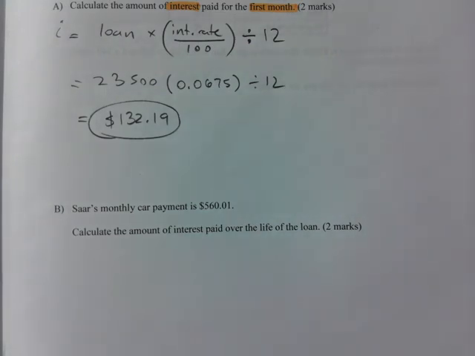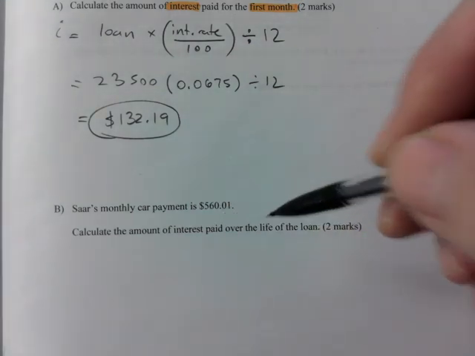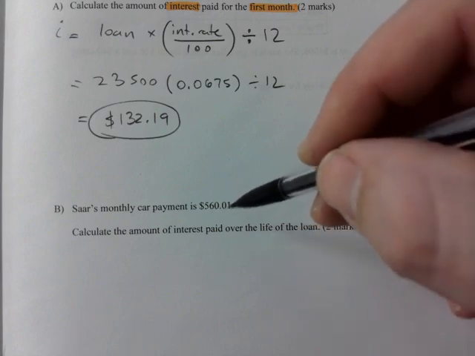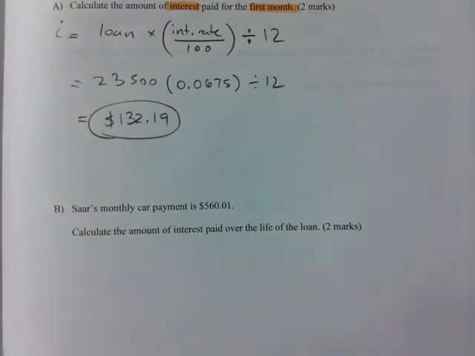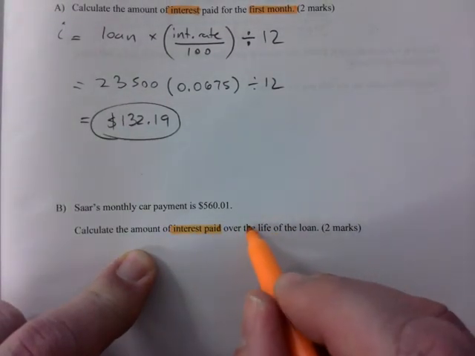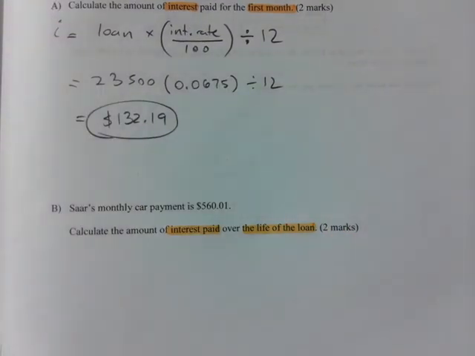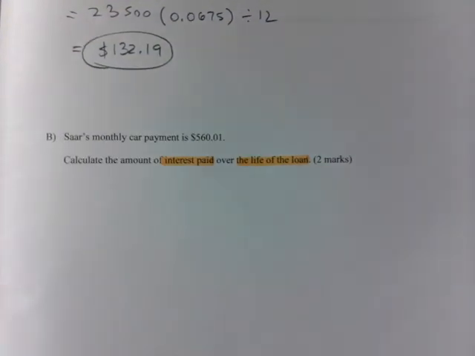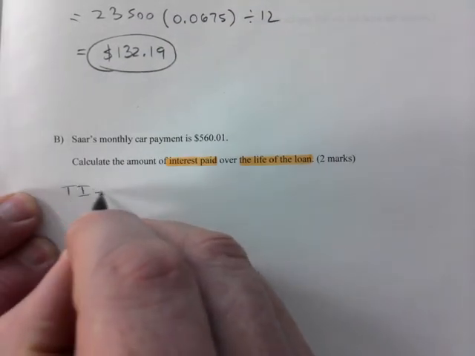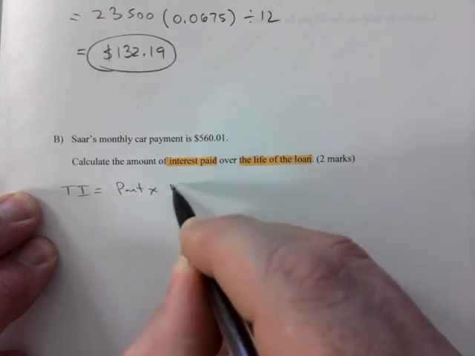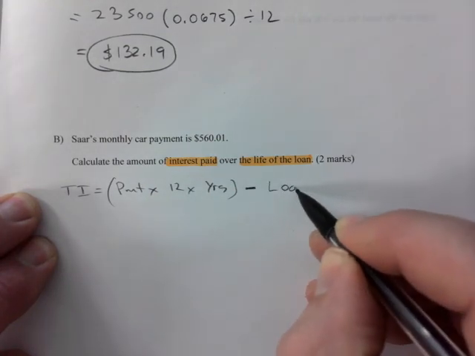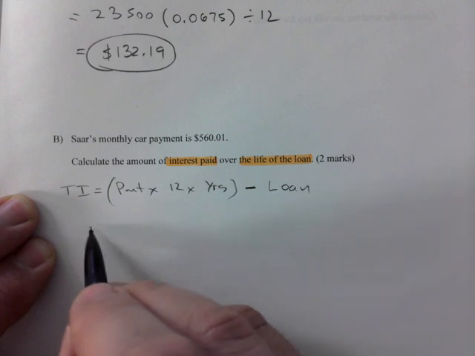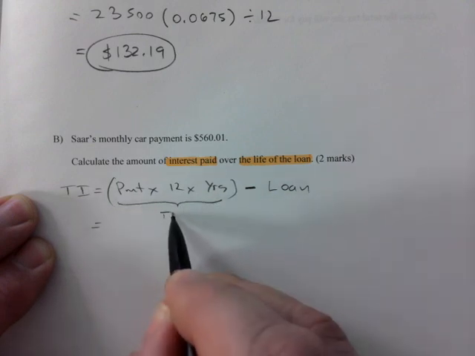SAR's monthly car payment is $560.01. So this is already someone calculated the payment for you. Calculate the amount of interest paid over the life of the loan. Okay, so this is interest paid over the life of the loan. That should indicate to you that this is not first month, this is the total interest paid. This is TI. TI calls for payment times 12 times years minus the loan. That's how you find the interest paid. This part right here is called total paid to the bank.